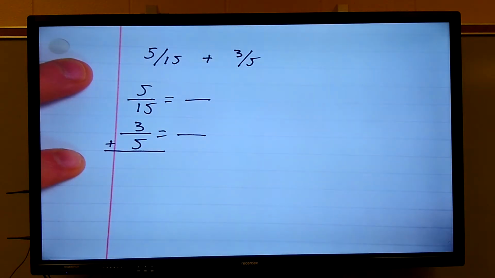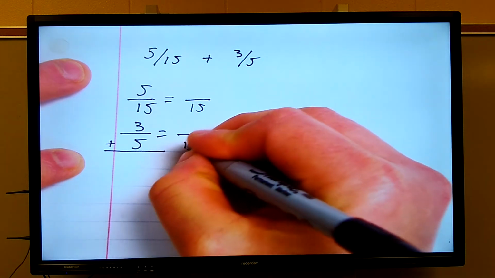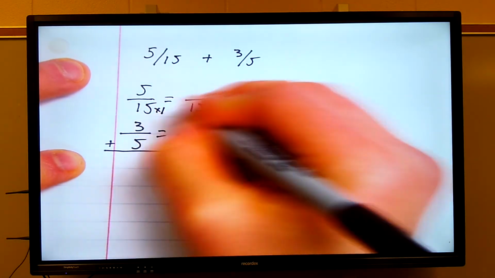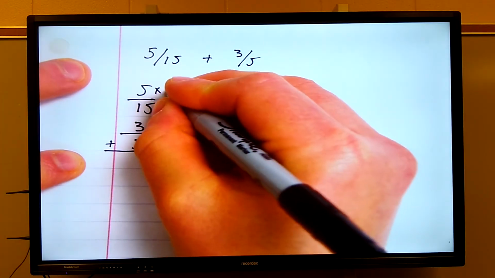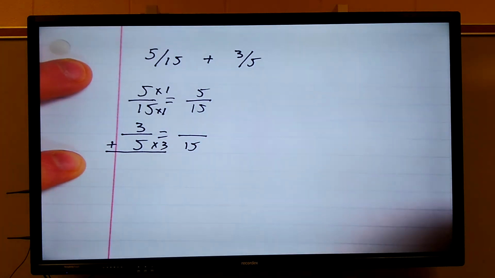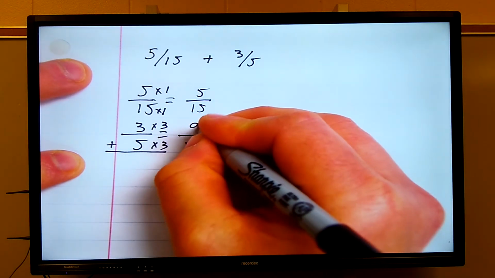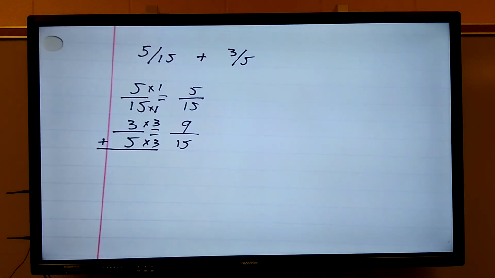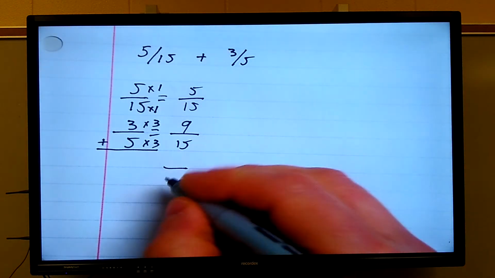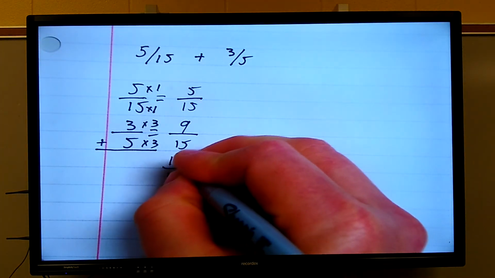All right, you had to find the least common denominator. In this case, it was 15. 15 times 1 is 15. 5 times 1 is 5. 5 times 3 is 15, and 3 times 3 is 9. All right, so now all you got to do is add. The denominator always stays the same. 5 plus 9 is 14.